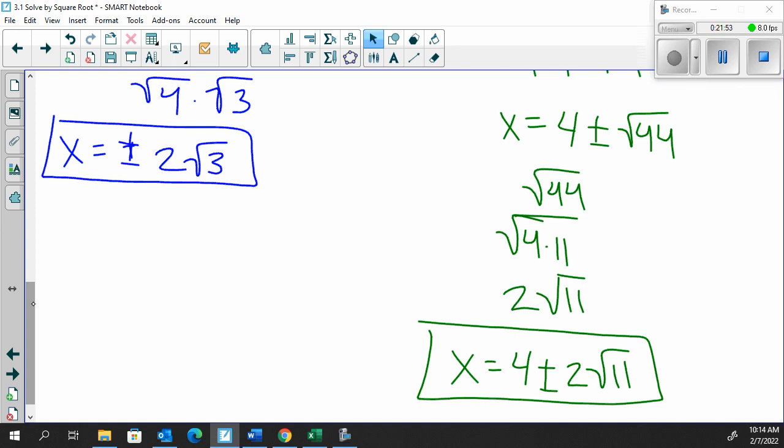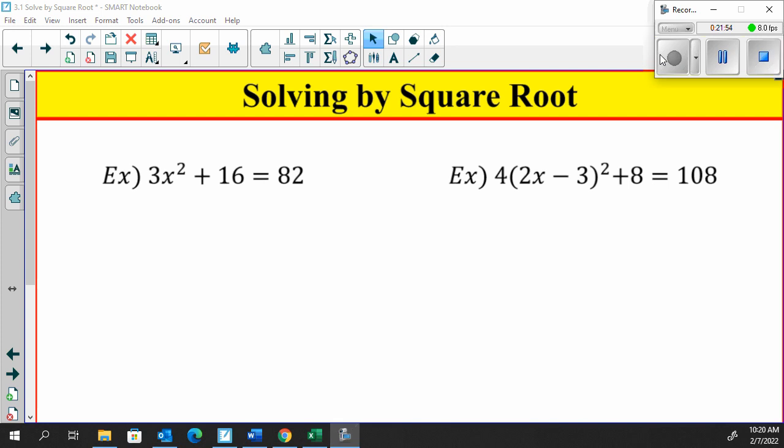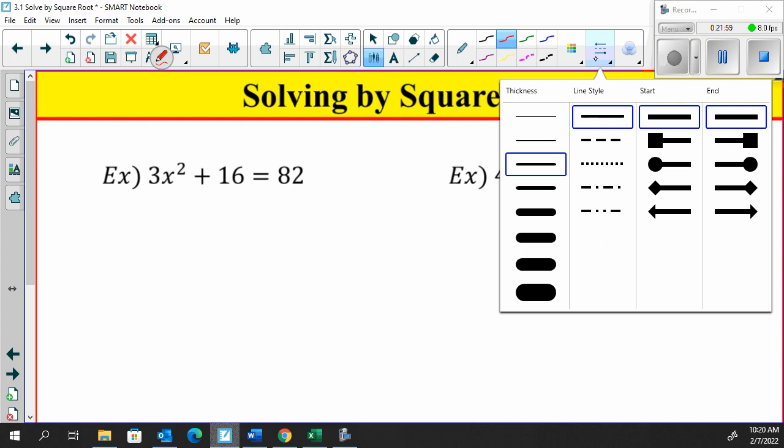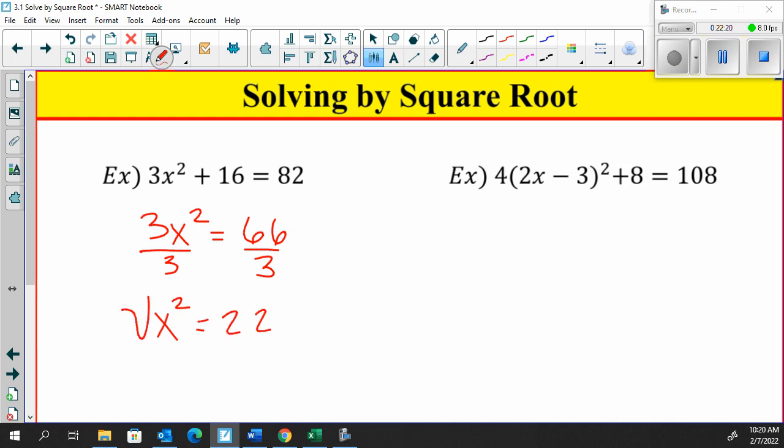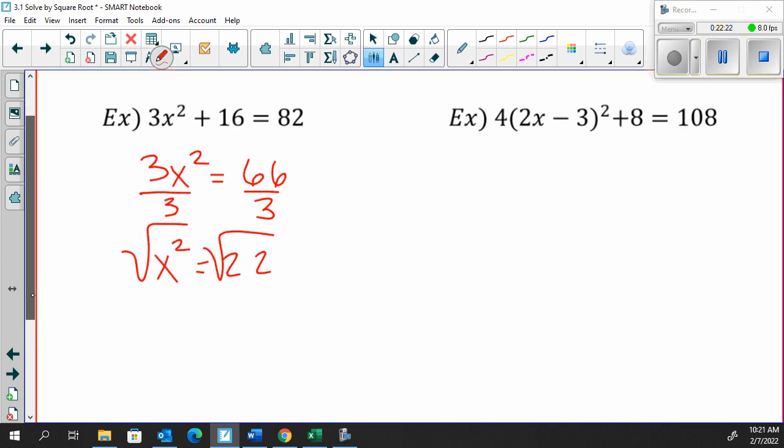Let's talk about them together real quick. First one, I'm going to run through these a little bit faster than normal. I would subtract 16. I'd get 3x squared equals what? 66. Is x by itself? No. What do you need to do to get it by itself? Okay, so now it's x squared equals 22. Take a square root. I have x equals square root of 22.